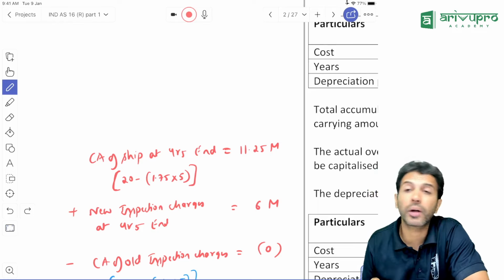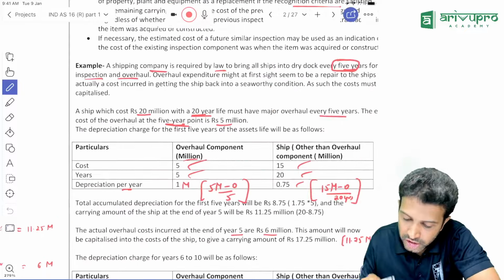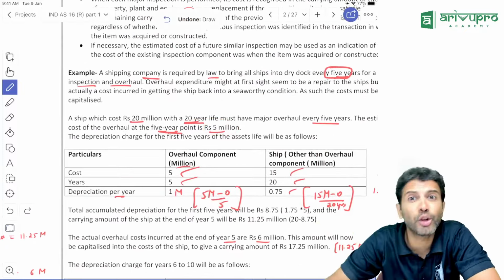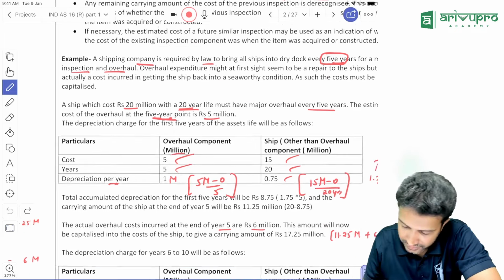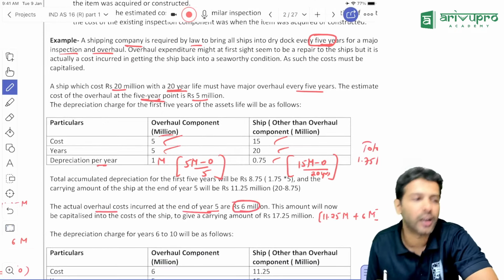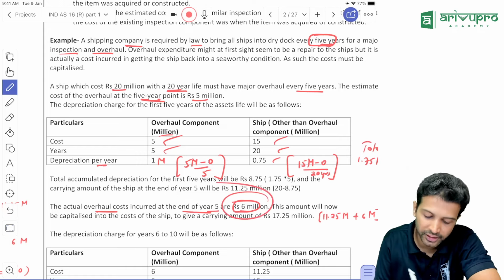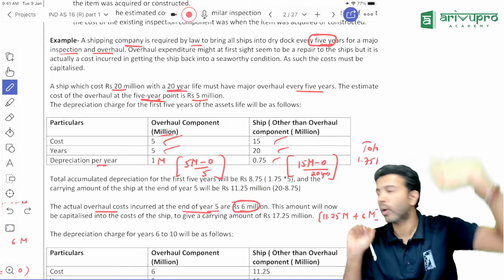At the end of 5th year, what will happen? Again, you will have to get an inspection done. So first time your inspection cost was how much? 5 million. After 5 years also, do you think it will be 5 million or would it have increased? May have increased, we don't know. Have they given that data? Check. Actual overall cost incurred at the end of 5th year is 6 million rupees. So at the end of 5th year, the inspection charges cost 6 million.